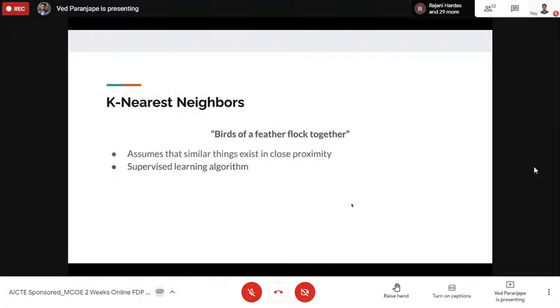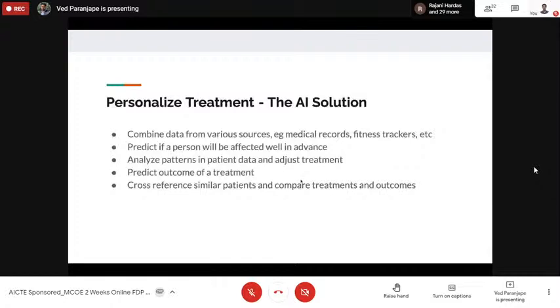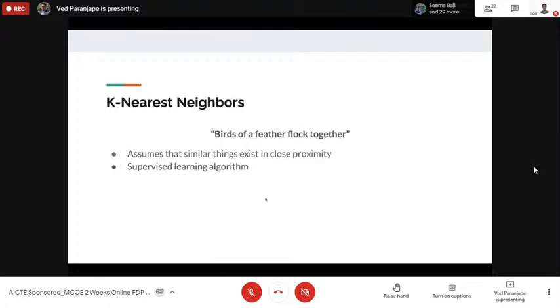Okay, so this was a good segue into two of the most important and very basic machine learning algorithms, which I'll be explaining next. So we talked about clustering. There's a quote, birds of a feather flock together, which means that similar things can be placed together. So k nearest neighbors, that's an algorithm in machine learning, assumes that similar things exist in close proximity. It is a supervised learning algorithm.